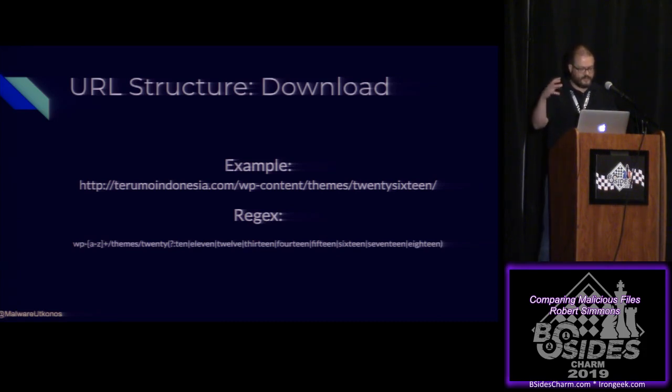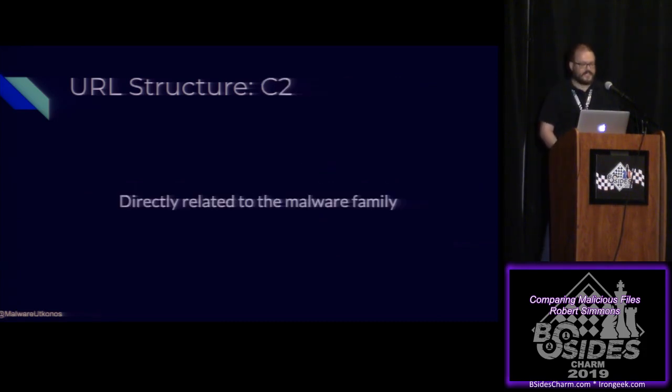So thinking about the URL structure for download, the C2 structure for URLs that malware reaches out to is directly related to the malware family. So many people maintain regex repositories for a particular malware family. What are all the different variations in that malware family for its C2? And then you can take a new URL that you've got and bounce it against that set of regexes that you've developed or have been shared with you, and you can figure out potentially what the malware family is.